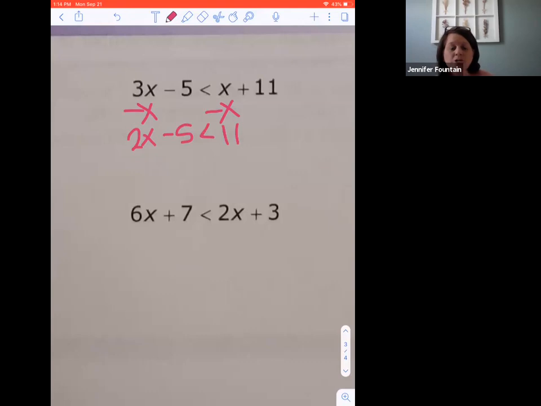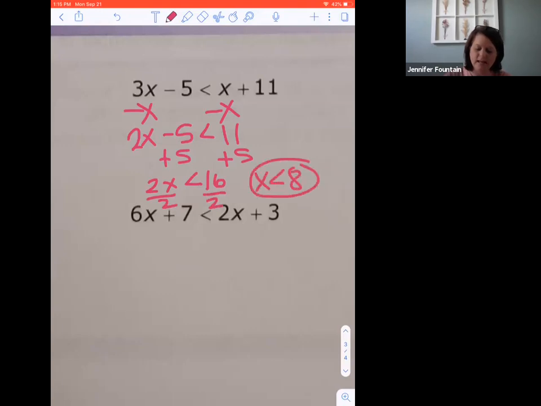Now I've got to start undoing my problem using addition and subtraction, multiplication and division. Because I have minus 5 on the left-hand side, I'm going to move it by adding 5. So I have 2x is less than 11 plus 5, which is 16. So 2x is less than 16, divide by 2, and x is less than 8. Any questions on that one? All right, and then the last one, 6x plus 7 is less than 2x plus 3.